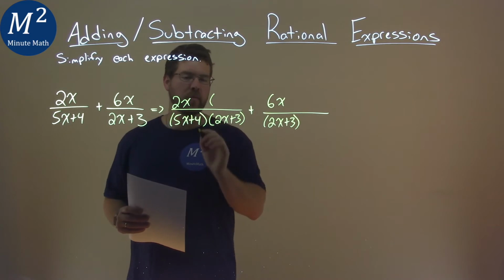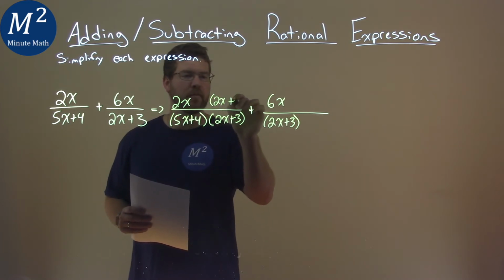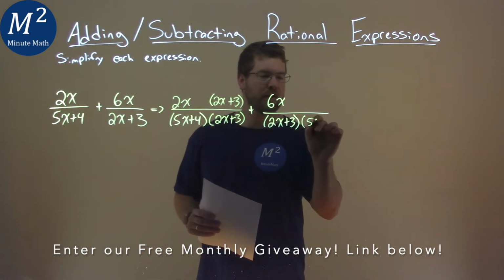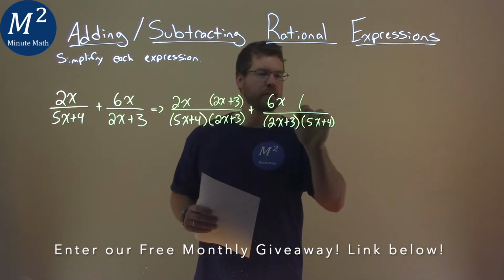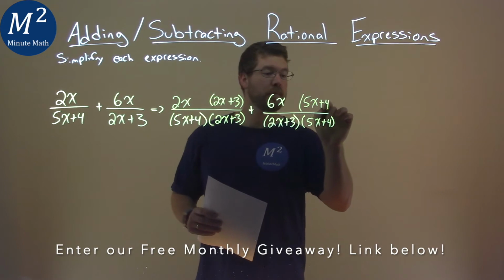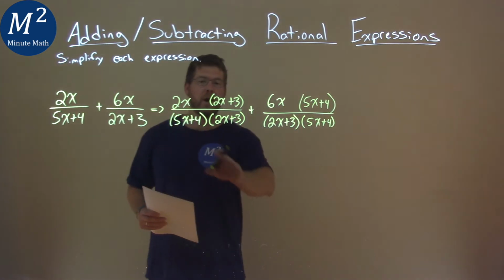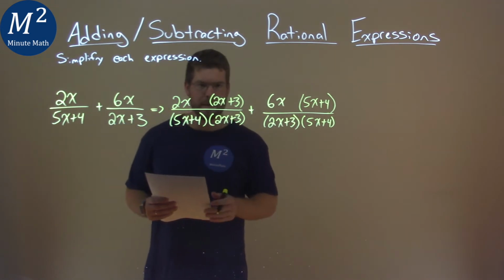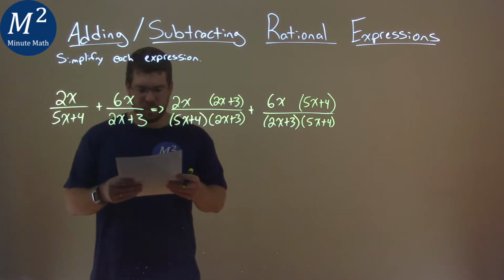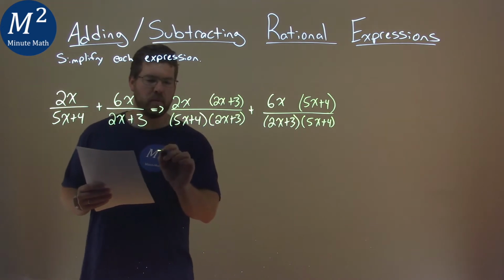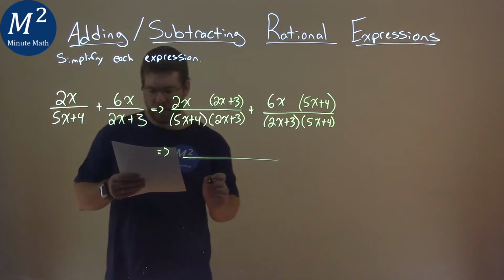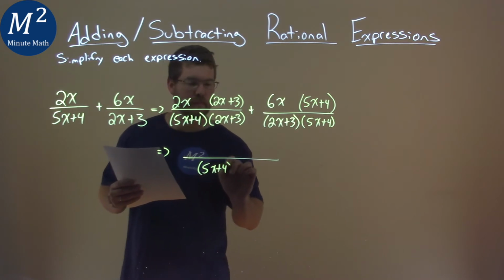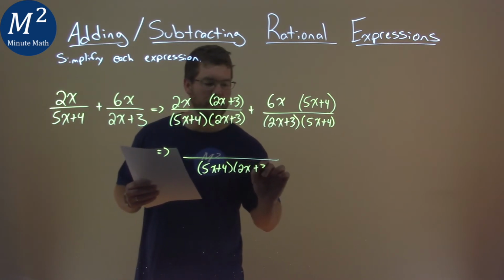We're multiplying it. But I have to also put it in the numerator, 2x plus 3. Do the same thing with this 5x plus 4 here, 5x plus 4. And now we have the same denominator, 2x plus 3 and a 5x plus 4 being multiplied. So with that being said, we can now simplify more. We can put this all under one big base of a 5x plus 4 times a 2x plus 3.